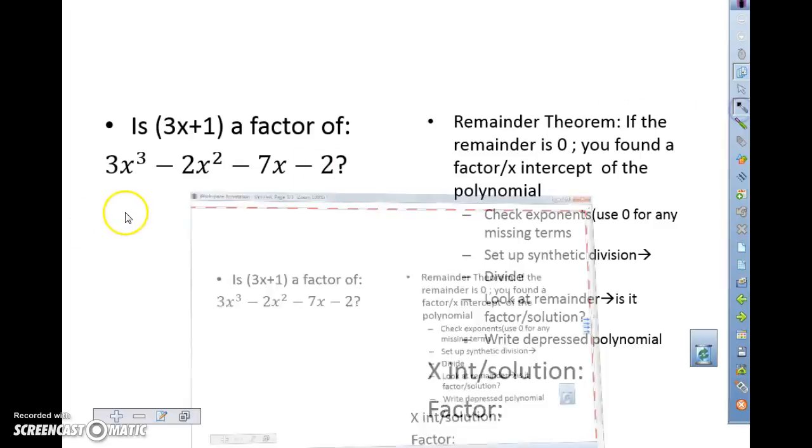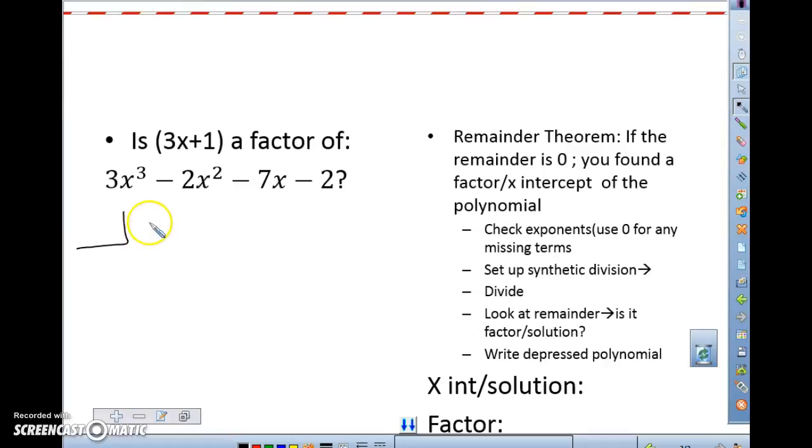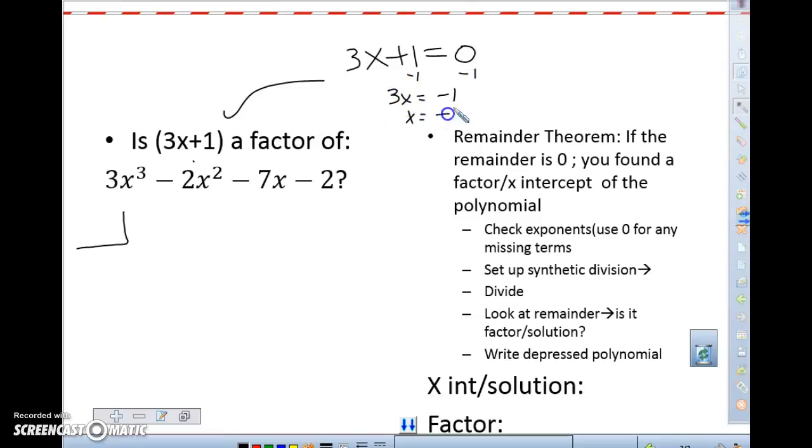We're going to actually divide by, when we think synthetically. Where are you getting 5 from? You're close. We're getting close. If we take this factor and set it to 0 to get our x-intercept, so if we solve this, we're testing to see: is x equal to negative 1/3? Is that one of the x-intercepts? That's what we're testing. So a negative 1/3 is going to go in here.